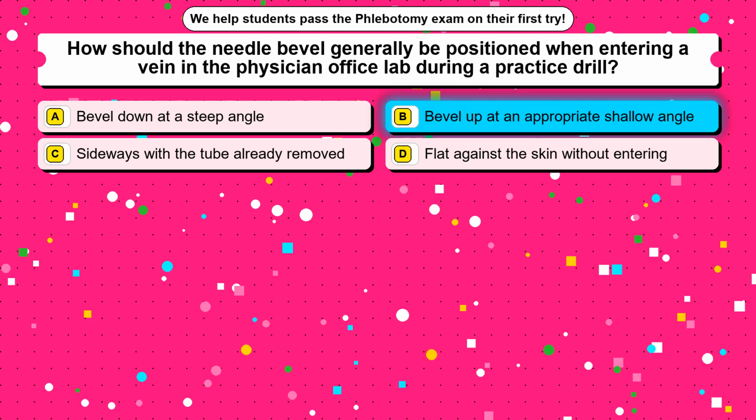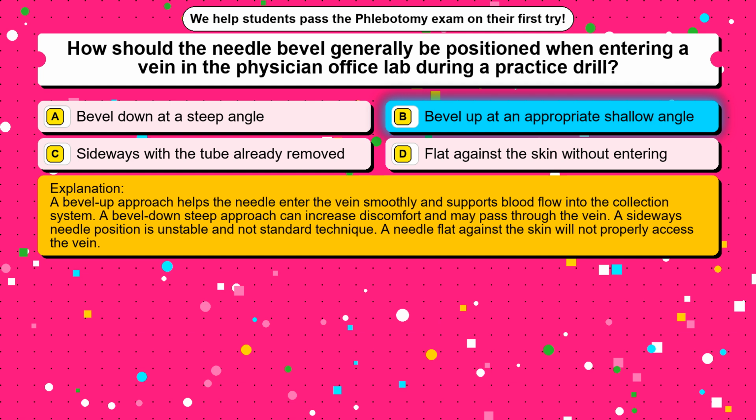The correct answer is option B, bevel up at an appropriate shallow angle. A bevel-up approach helps the needle enter the vein smoothly and supports blood flow into the collection system. A bevel-down steep approach can increase discomfort and may pass through the vein. A sideways needle position is unstable and not standard technique. A needle flat against the skin will not properly access the vein.